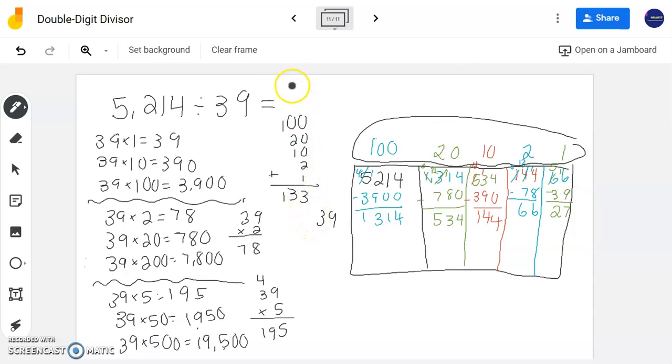133. Now 133 is really close to my final answer, but I also have a remainder of 27. So yes, this is a large answer. We have 133 groups of 39 with 27 left over. But if you choose to follow this area model, I promise you with just this subtraction, you will be able to get your final answer. You're tearing that large dividend apart and determining how many groups of 39 can you create.